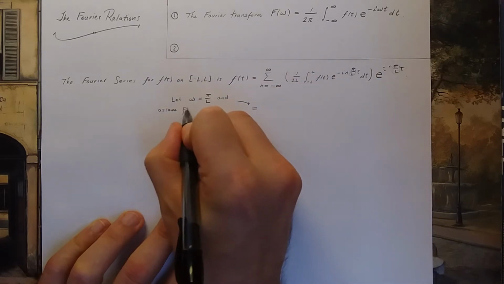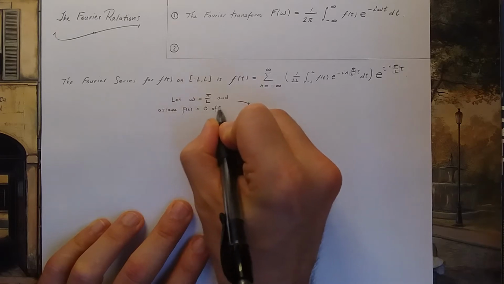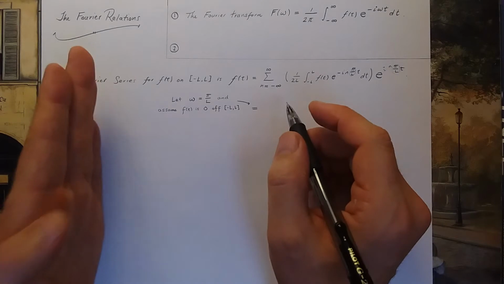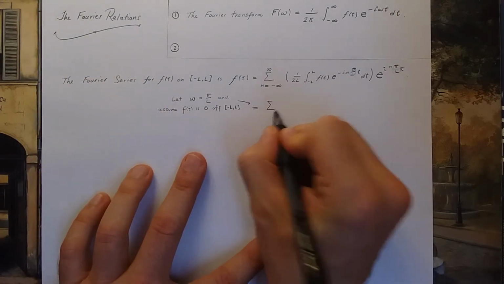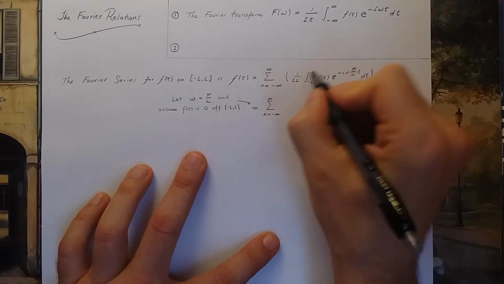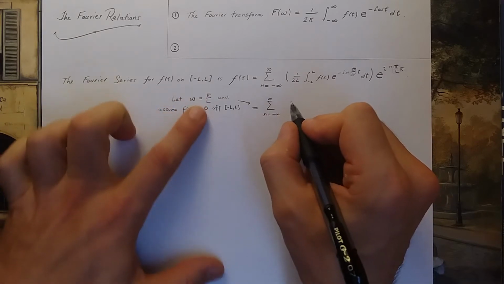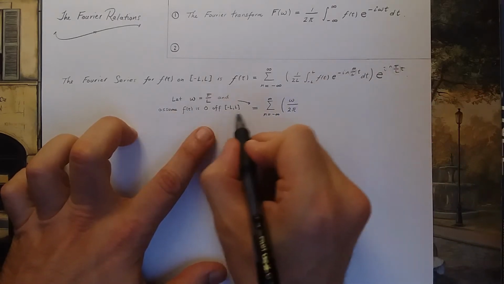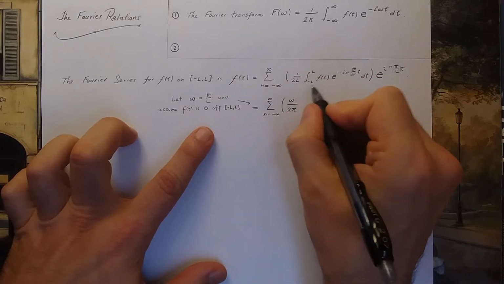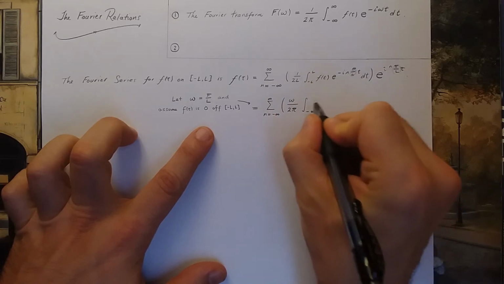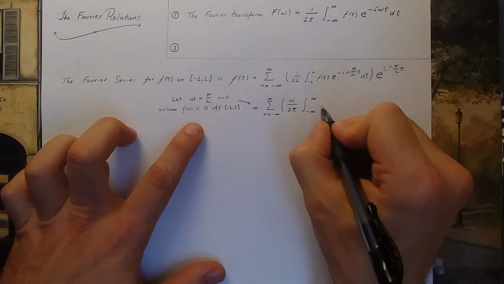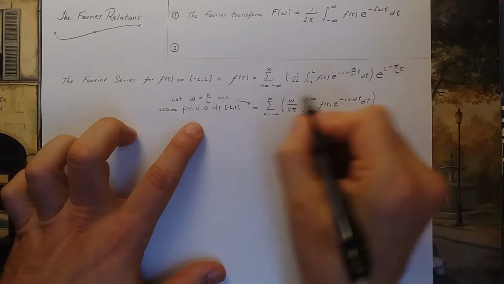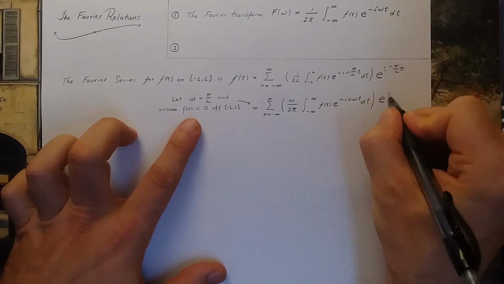I'm going to assume for the moment that my function f of t is 0 off of the interval from negative L to L. So if I'm not in between negative L and L, I'm just going to say that my function f is 0. So then I will get the sum, n going from negative infinity to infinity, 1 over 2L, and if I let omega be pi over L, that can be turned into omega over 2 pi. If my function is 0 off of the interval, then instead of going from negative L to L, I can integrate from negative infinity to infinity. It doesn't matter because my function's 0 off of that interval anyway. So I get f of t times e to the negative i n omega t. So there's my new expression for my coefficient. And then this will become e to the i n omega t.